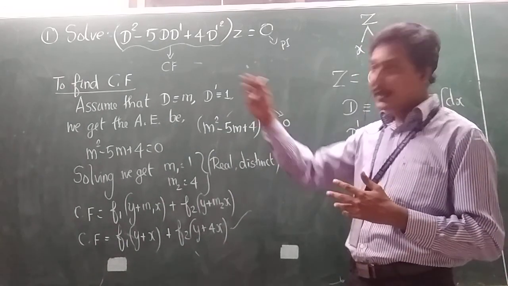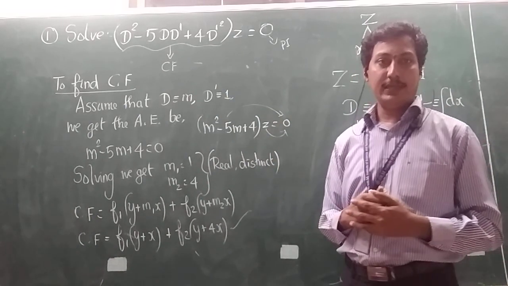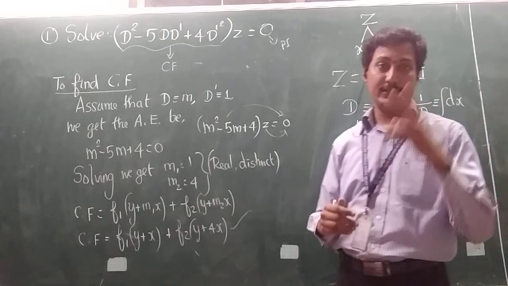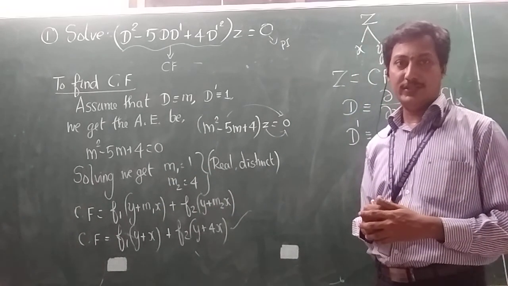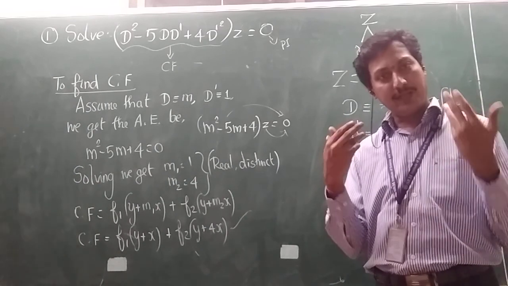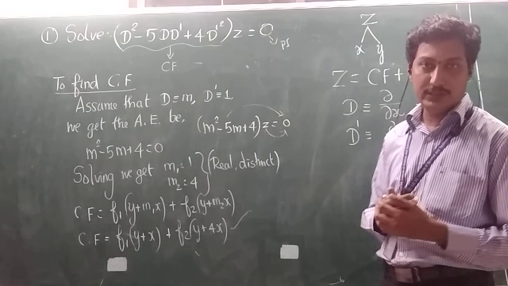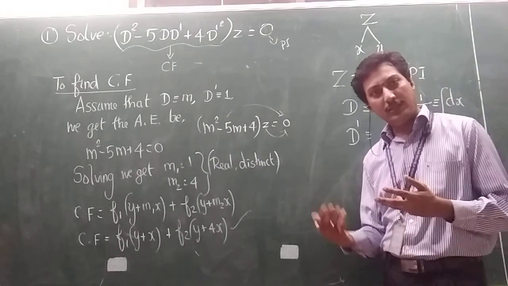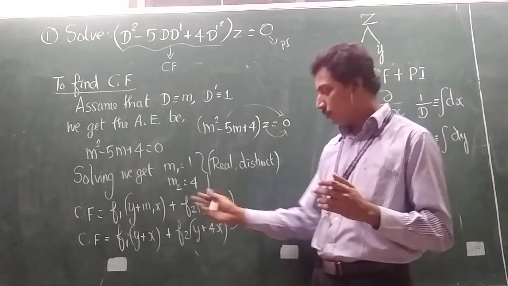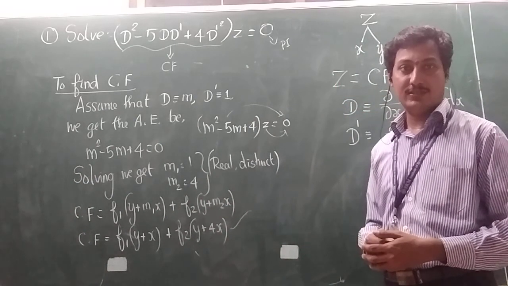Now, second order means we will get two roots. That's why after replacing D by the parameter m and D dash by 1, we get a second degree quadratic equation. You know how to solve quadratic equations by using the quadratic formula, minus b plus or minus square root of b square minus 4ac by 2a, or by using the remainder theorem or factorization techniques, whatever it is. But we require the roots only. Once we know the roots, then we can easily write the complementary function.